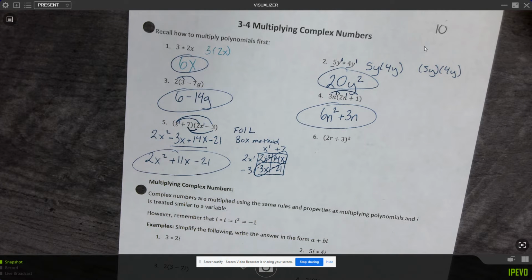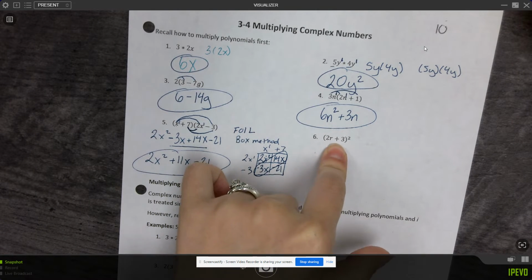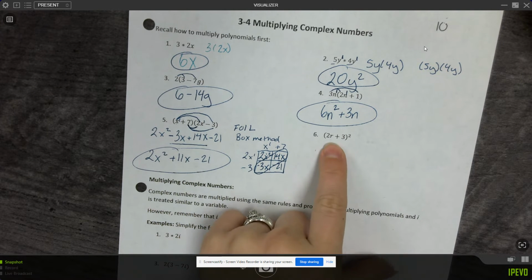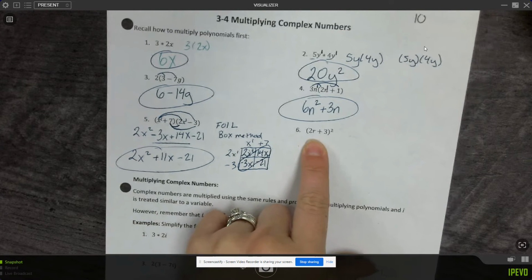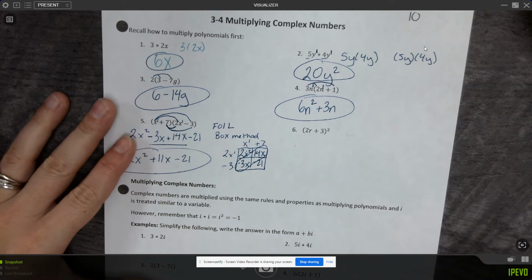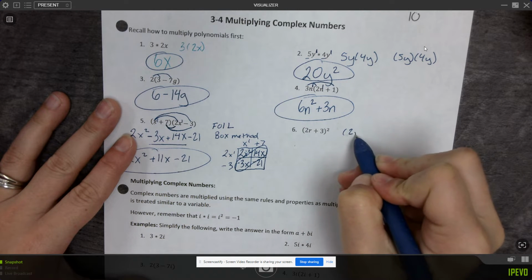In example number 6, you cannot distribute the exponent because of this addition symbol. If it was multiplication or division, then yes, you could apply the exponent to everything. You cannot do that with addition or subtraction. Because addition and subtraction inside there, this squared means to take whatever it is, this whole thing, and times it by itself.